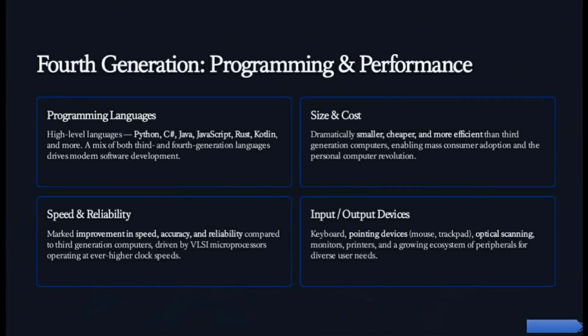Examples are the keyboard, mouse, trackpad, and scanners. For example, if the receptionist types the guest name using the keyboard, that is input. On the other hand, output devices are the devices that allow the computer to give information back to us. Examples are the monitor and printer.